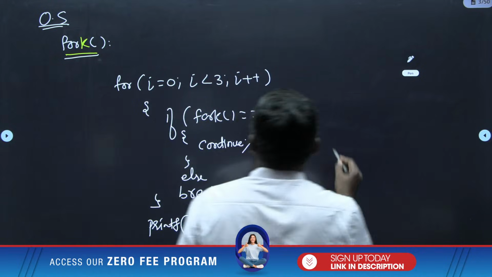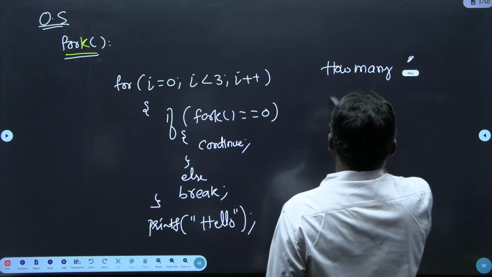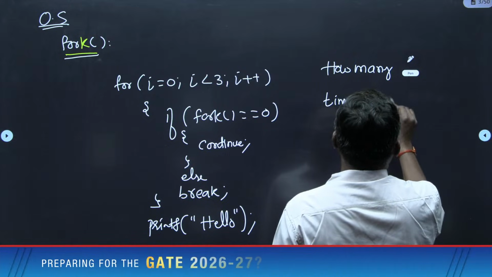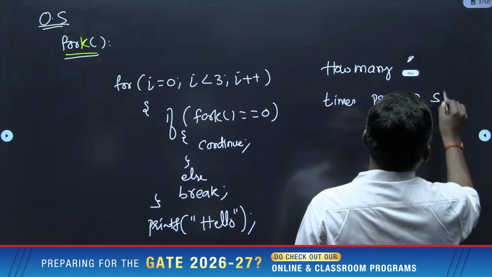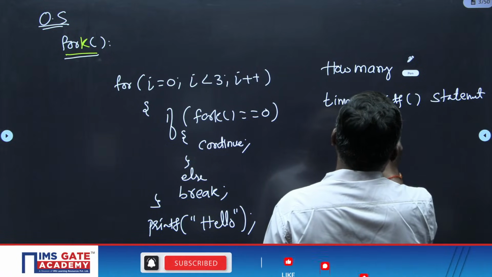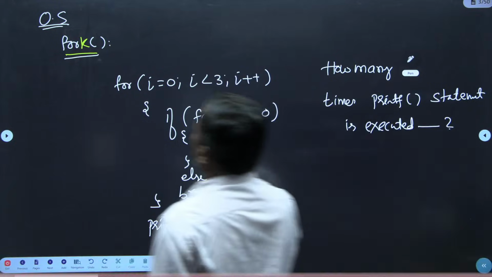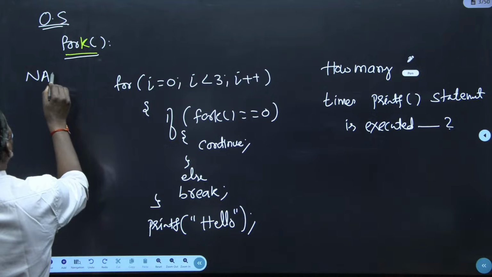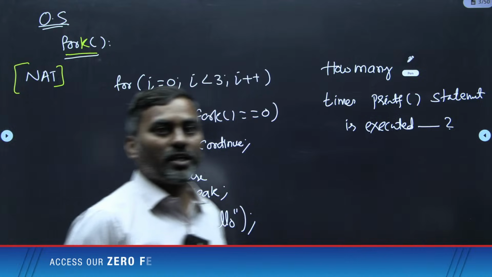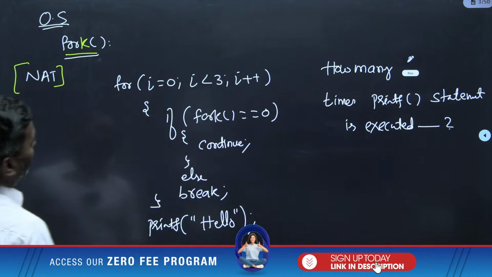This is the code. You're asked how many times the printf statement is executed. This is a numerical answer type question, OS based. I think you need to check one or two more questions. So for those who answer this question, how do we answer it now?